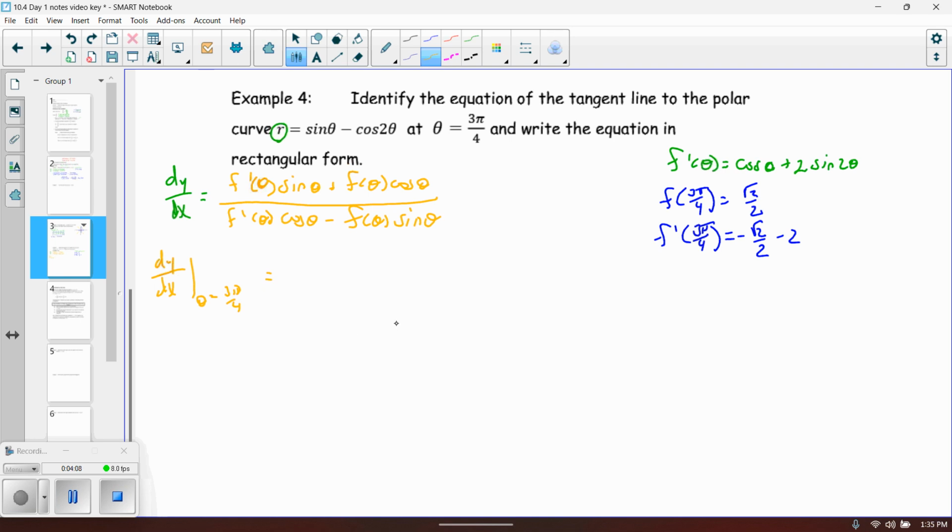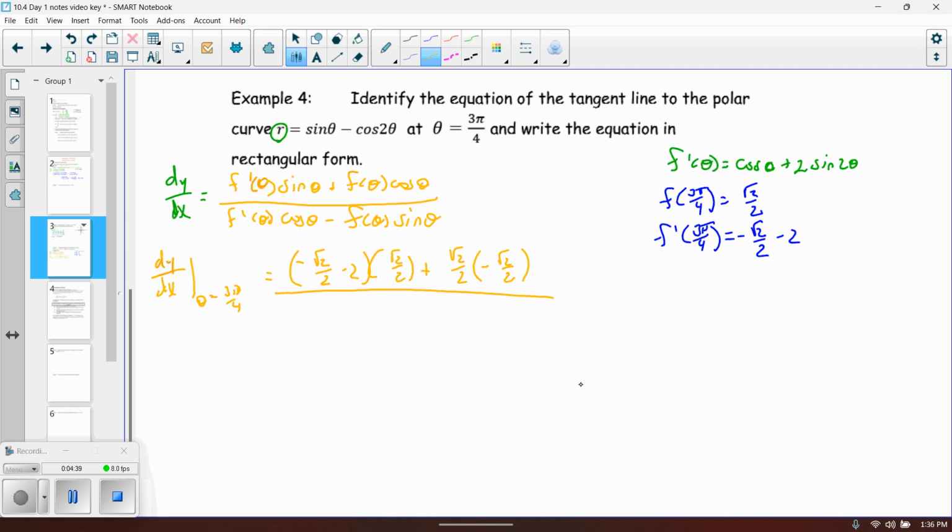So f prime at 3 pi over 4 we just found to be negative root 2 over 2 minus 2 times sine of 3 pi over 4, that is root 2 over 2, plus f of theta we found to be root 2 over 2 times cosine of 3 pi over 4, which is negative root 2 over 2.